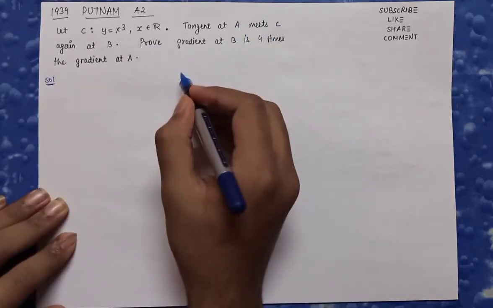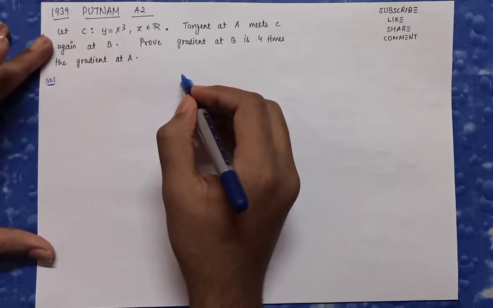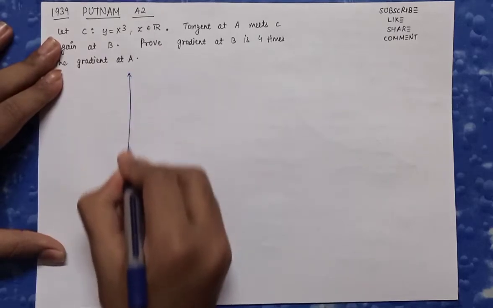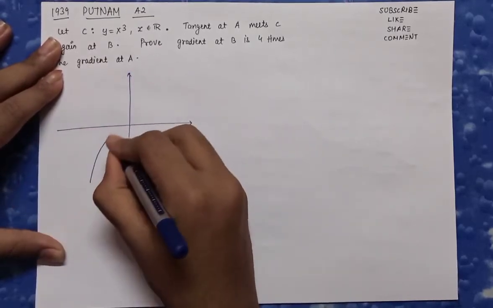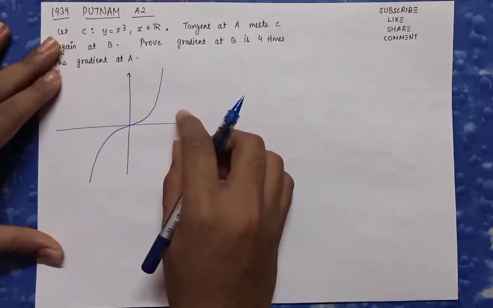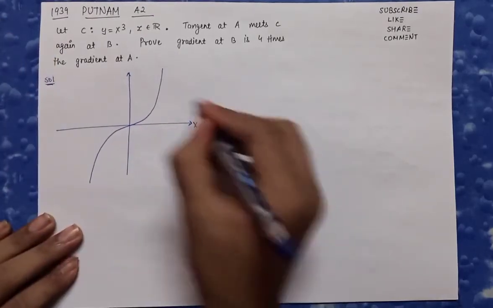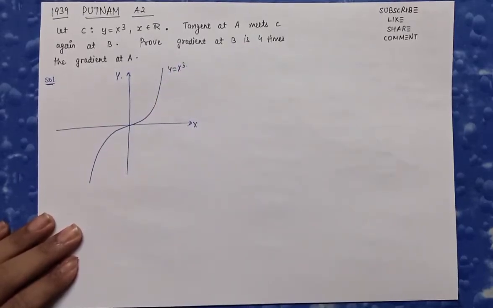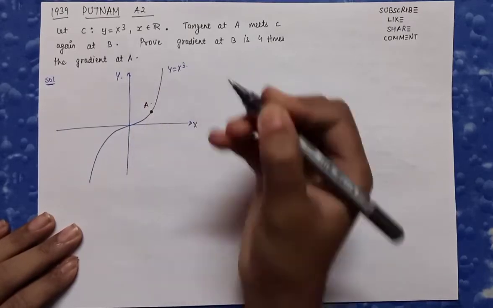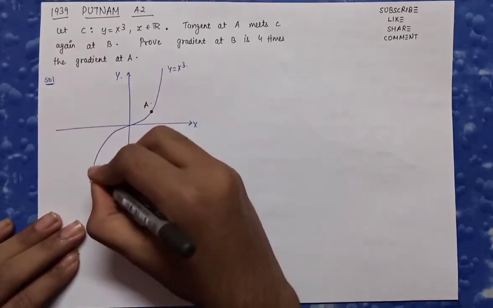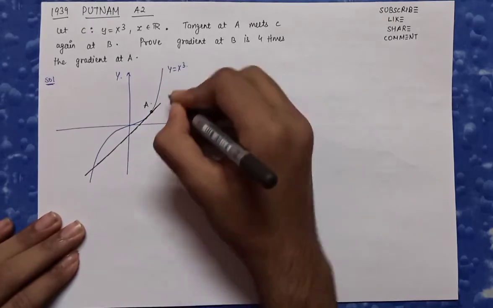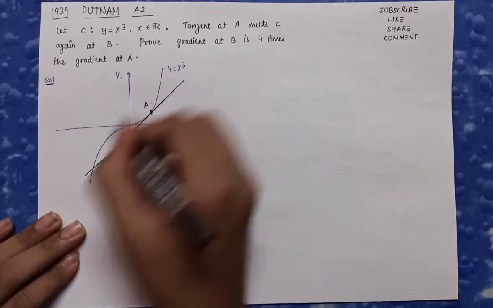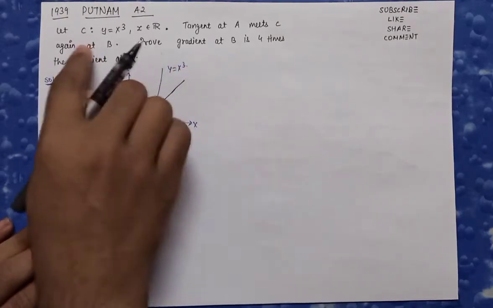Because it is all based on differential calculus, the first step I am going to take is to draw the graph. So let's draw it. This is the curve of y equals x cubed. This is the x axis and this is the y axis. Let this point be A, and I'm going to draw a tangent over here, like this. It has intersected the curve y equals x cubed at this point. Let's call this B as per the question.